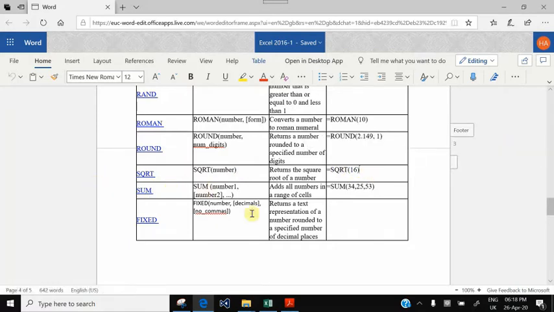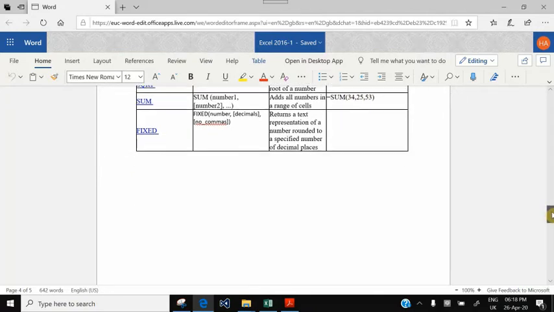Sum adds all numbers in a range of cells. Sum 24, 25, 53. Fixed returns a text representation of a number rounded to a specific number of decimal places.